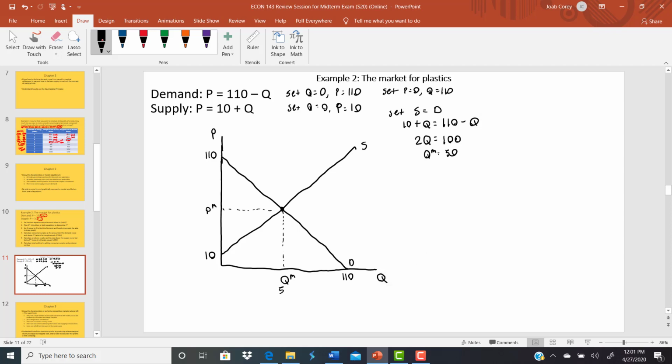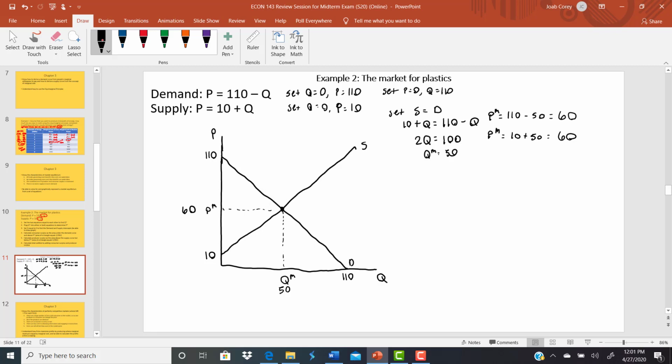So 50 is QM. Right, now, in order to figure out that equilibrium price, we just have to plug that 50 into either of these two equations. In other words, we can plug it into the demand equation. So PM is equal to 110 minus 50. Or we can plug it into our supply equation. So PM is equal to 10 plus 50. Right, either way, again, you should get the same answer. In this case, that answer is 60. All right, so 60 is our equilibrium price.